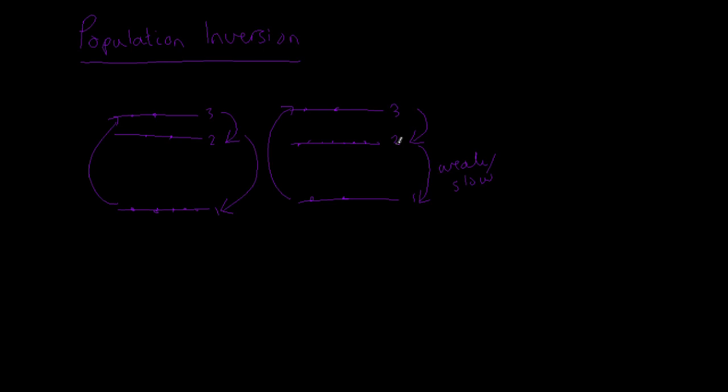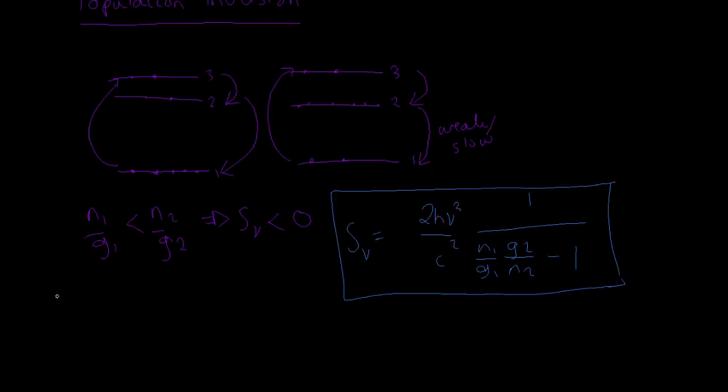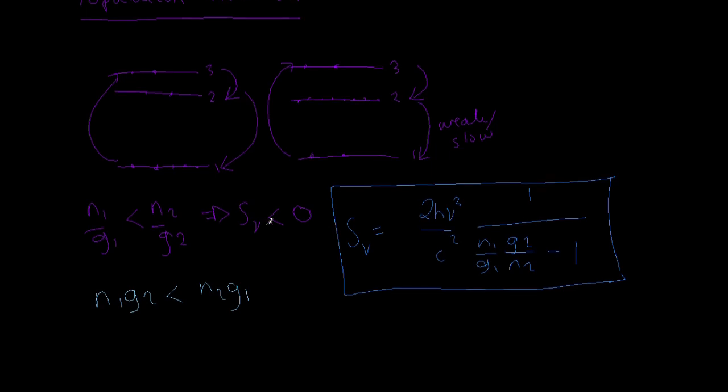In nature, we usually see four-state maser systems, which look and behave similarly, only with an extra level. If the population per degeneracy level in the ground state, N1 over G1, is smaller than N2 over G2, then N1 G2 is smaller than N2 G1. And if we look at our source function from earlier, that implies that our source function will be negative. That's quite strange, but it gets even stranger.